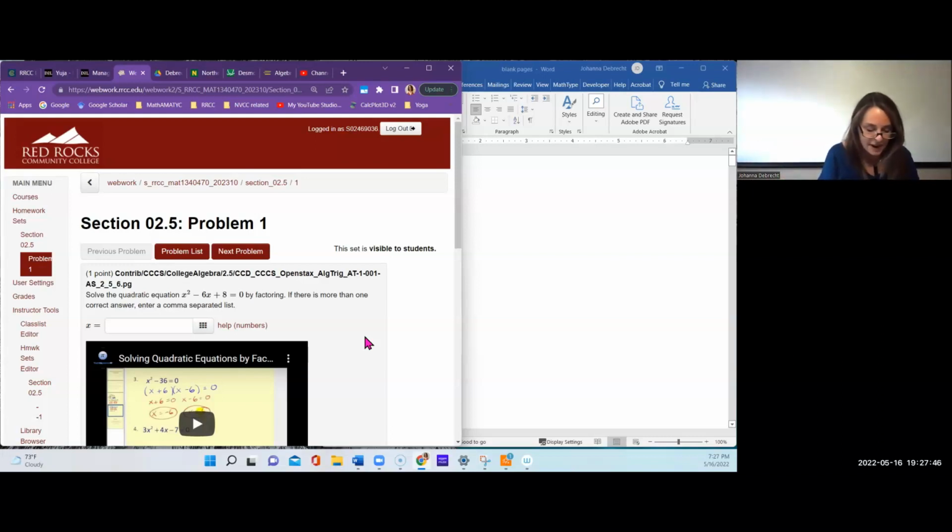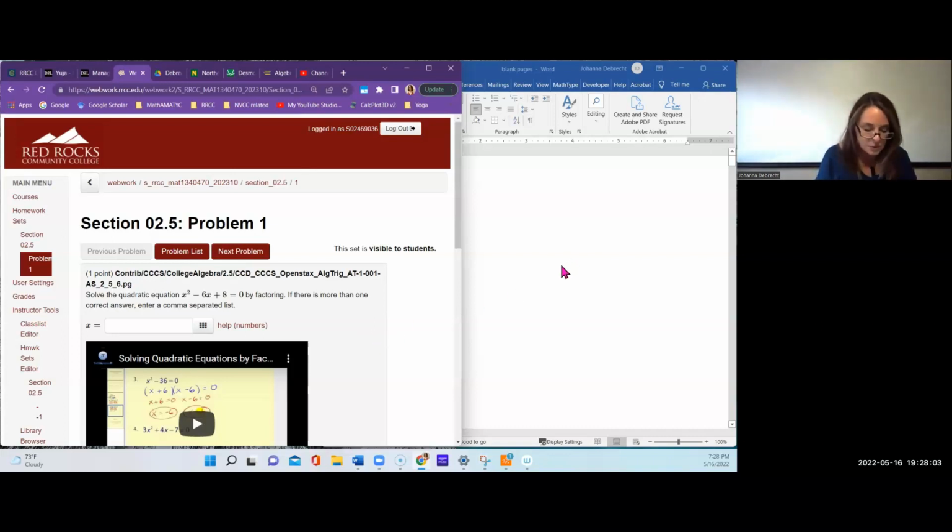Equal to 0 by factoring. If there is more than one correct answer, enter a comma-separated list. Remember, you have to do what it asks for. If you don't put in the commas, it's going to count it wrong. So let's be sure that we enter it correctly.